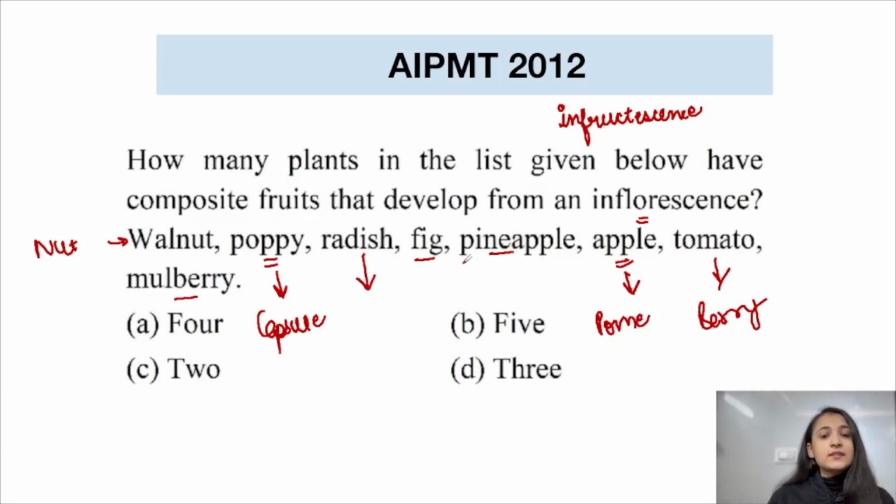So the correct answer would be, what are the 3 composite fruits among all these cases? Fig, pineapple and mulberry. So the correct answer is option number D, 3. Options A, B and C are incorrect.